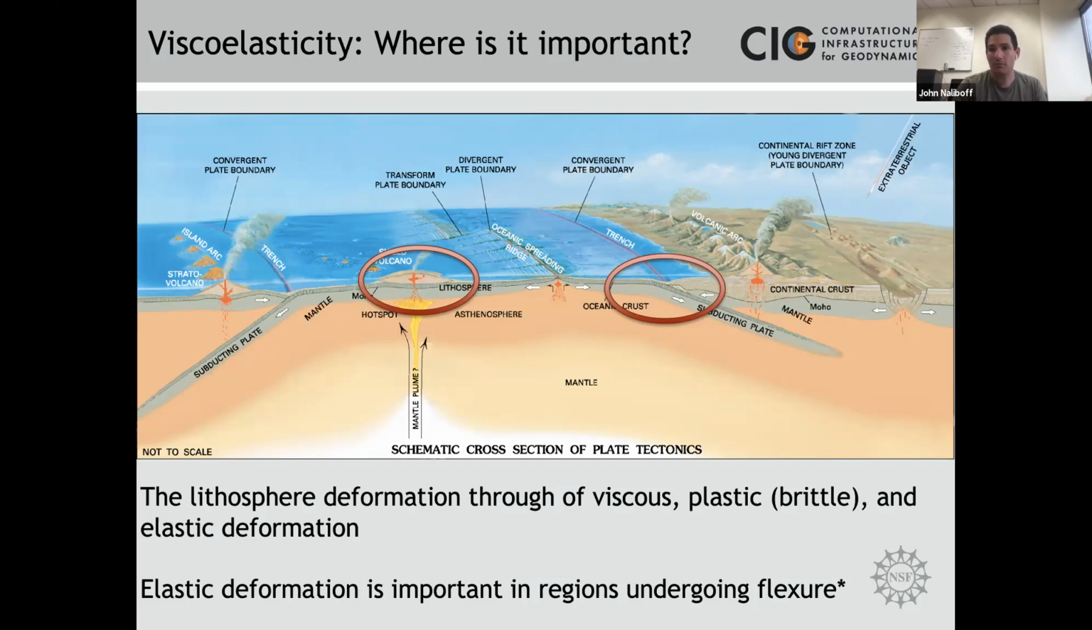Viscoelasticity, of course, is also important at very different scales. You can think about elastic deformation in the interseismic cycle of earthquakes, and then also even longer-term deformation. Viscoelasticity can play an important role in the evolution of normal faults. But at first order, it's extremely important in regions undergoing significant flexure.